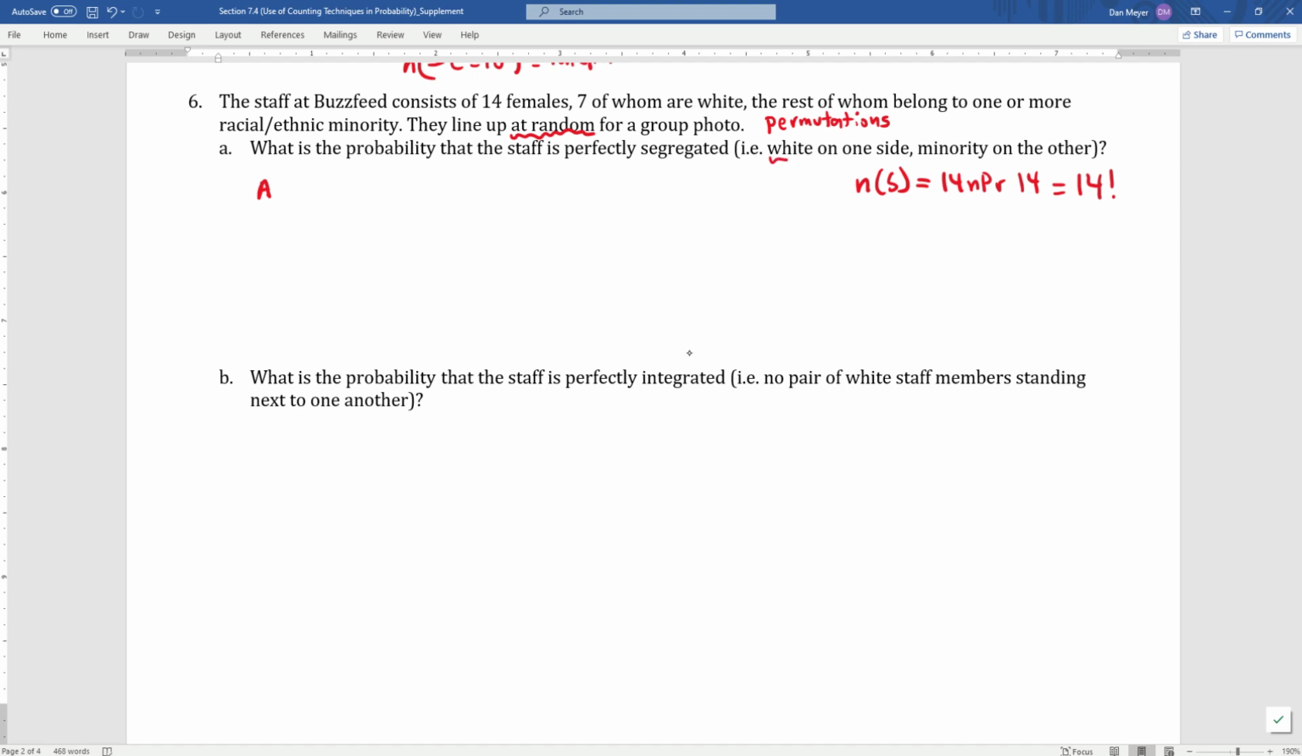Now we've also partitioned our selection set into the white staff members and the minority staff members. I think we talked about this in one of the videos back when we were learning about counting. This is a permutation with a partitioned selection set. And the strategy that we use here is we break this down into a multiplication principle problem.